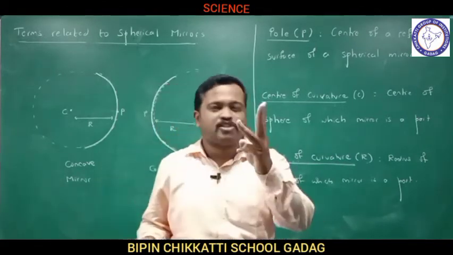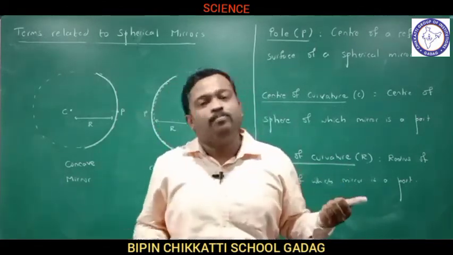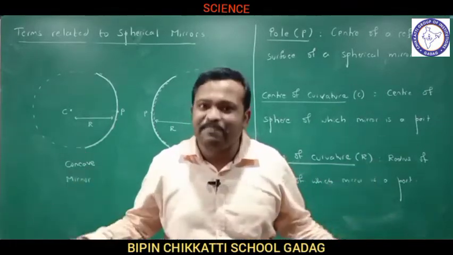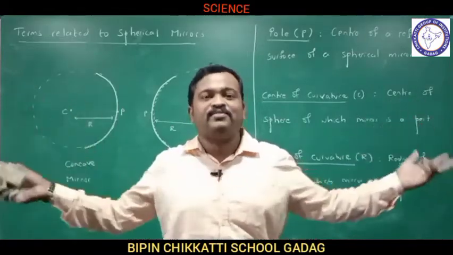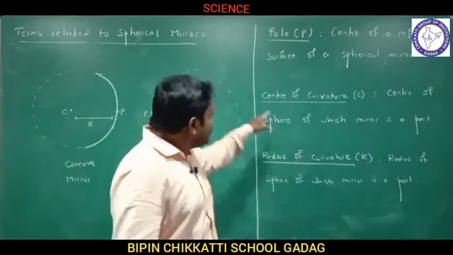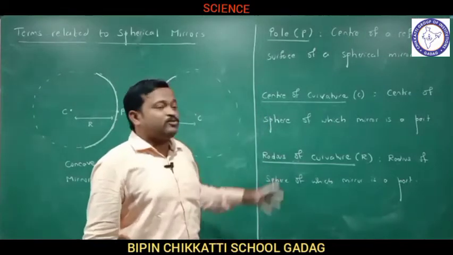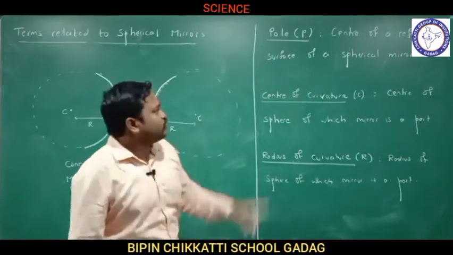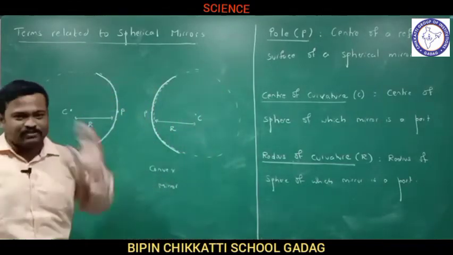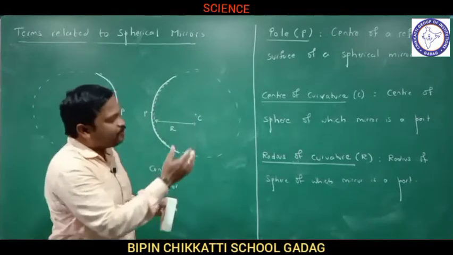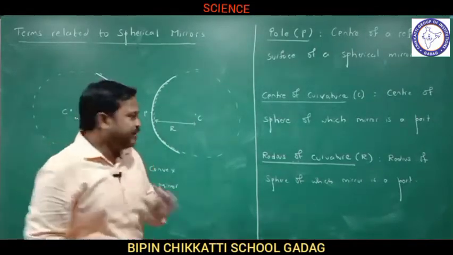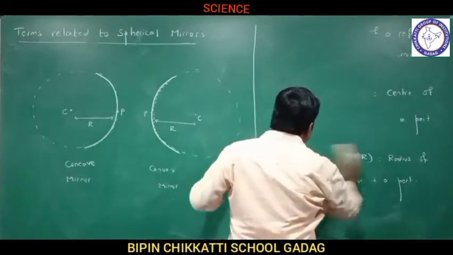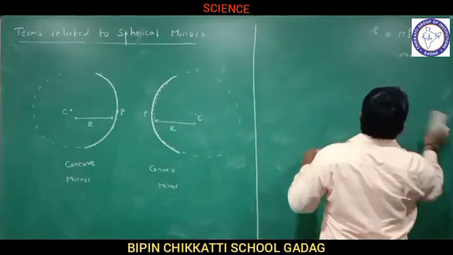Simple. We have studied three terminologies. What is pole? Pole is the center of the mirror. What is center of curvature? It is the center of the sphere of which the mirror is a part. What is radius of curvature? Radius of the sphere of which the mirror is a part. These two terminologies are related to the sphere, and the pole is present in the mirror itself. So this is the center of the mirror, this the center of the sphere, this the radius of the sphere. These are the three terminologies that you need to know: pole, center of curvature, and radius of curvature.